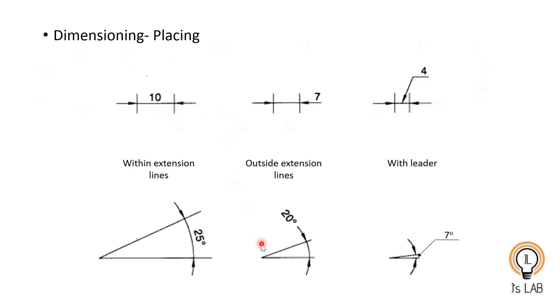Now how to do the angular dimension? The same thing. You can draw an arc, draw the arrowhead and mark 25. You can mark the dimension outside, and also if it is very small, you can use a leader line to represent the degrees.